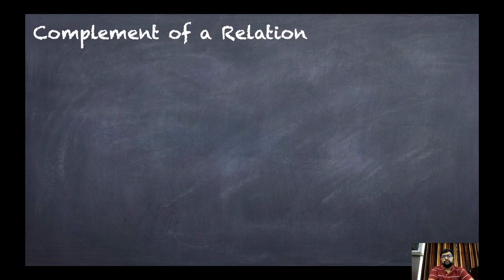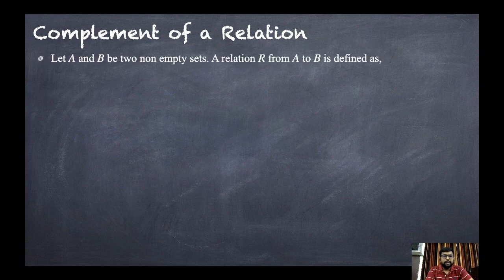Let us discuss what is a complement of a relation. Let capital A and capital B be two non-empty sets. A relation capital R from A to B is defined as capital R equals the set of all (a, b) such that a belongs to A and b belongs to B.